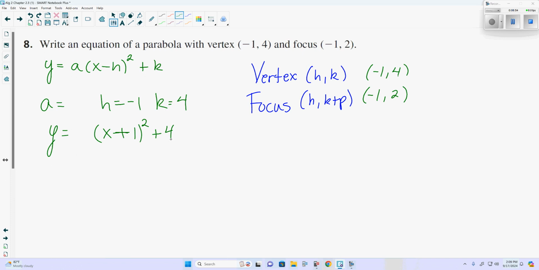And to find a, we need to find p. But again, the focus gave us p. k plus p is 2. And our value of k is understood to be 4. So we're saying that 4 plus p is equal to 2. To solve for p, we would minus 4 from both sides, telling us p is negative 2. Okay.